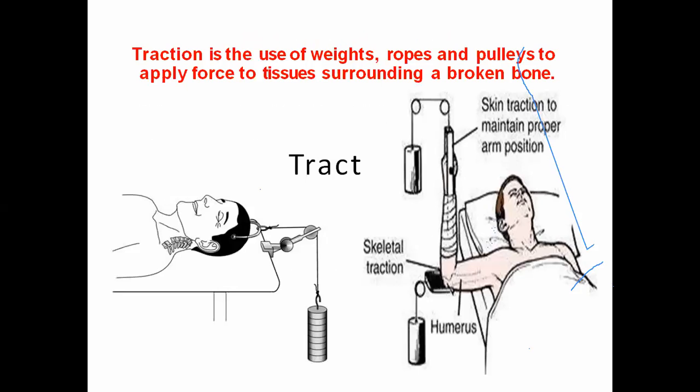Now coming to the traction. Traction is the use of weights, ropes or pulleys to apply force to the tissue surrounding a broken bone. When we talk about traction, we try to bring the ends of the bone together. In skin traction, we use weights, ropes or pulleys. In the first picture we use some kind of weight; in the second picture we use pulleys to apply force to the tissue surrounding a broken bone. Skin traction maintains the proper arm position. To maintain the anatomic alignment, we use this traction.